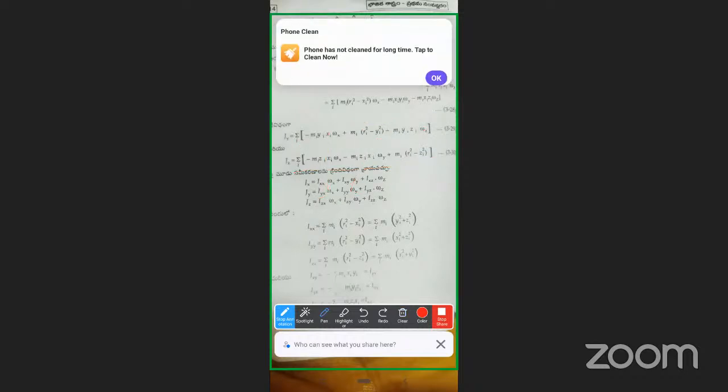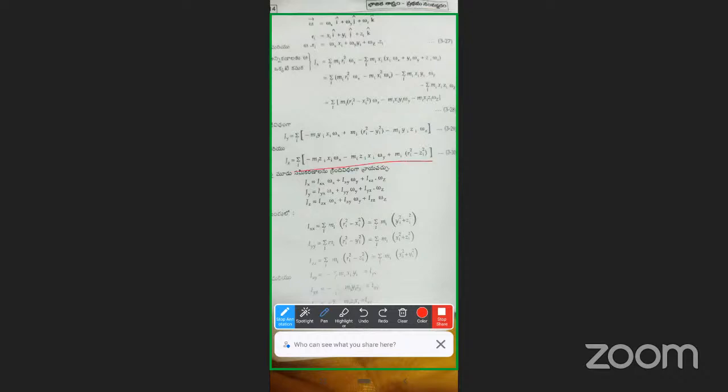Same as this for the z-axis. These three equations we get. No need for this one, we directly substitute these values. These three equations you can write in matrix method. Simply, these three equations can be written in matrix method.